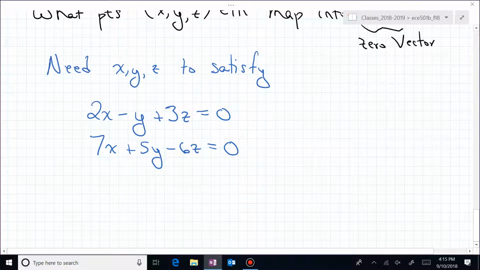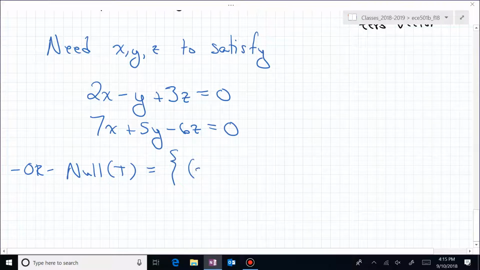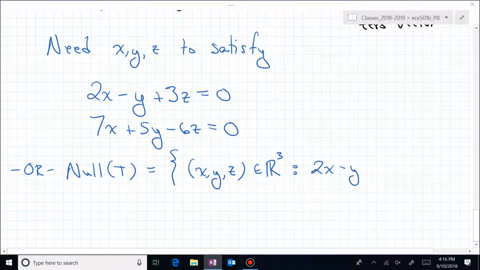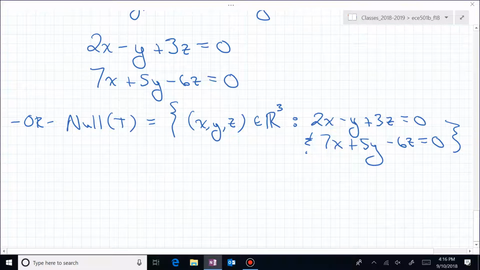That's the condition for this null space. Or we could say the null space of T is actually the set of 3-vectors, since the null space is defined in the input vector space, in the domain. That's these 3-vectors x, y, and z in R3 such that 2x minus y plus 3z is equal to 0, and 7x plus 5y minus 6z is equal to 0. We need both of those simultaneously to be true.